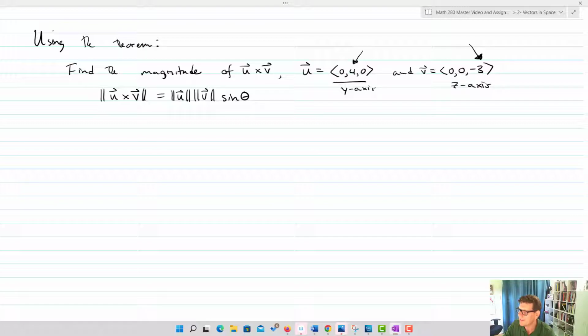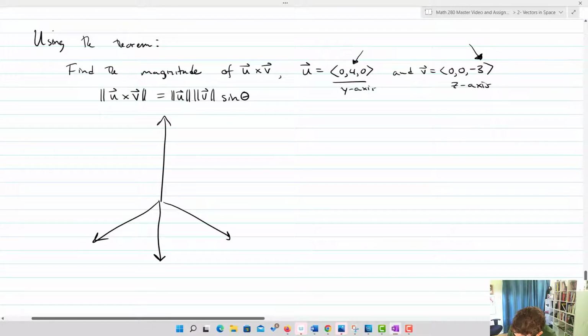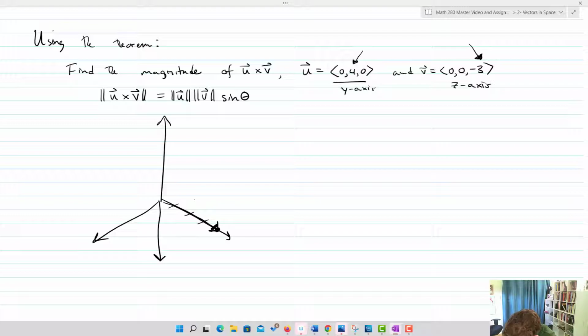Given the fact that you've got one vector along the y-axis with a value of 4, its length is 4. And then we've got v, and its value is negative 3 along the z, so it's got a length of 3. If I kind of drew it out, you could see it. This one's going down this way, okay? So 4, 1, 2, 3, 4. How long is that? That's 4. That's going to end up being u.